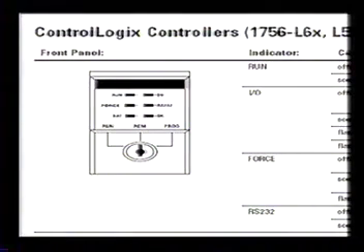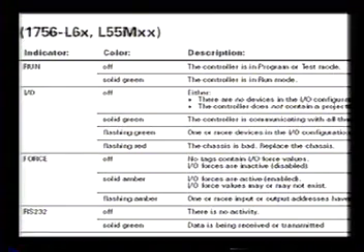So again, when you're looking at these controllers here, you want to look at their indicators: the run indicator, the I/O indicator, the force indicator, the battery light, the RS-232, and the OK light. And these tell you what's going on. If the run is solid green, the controller is in run mode. If it's off, it's in program or test mode. And if your I/O is flashing red, you've got a bad chassis. So you want to watch for that.